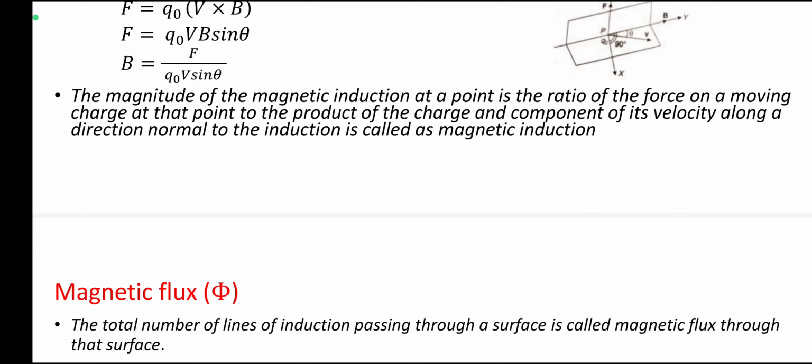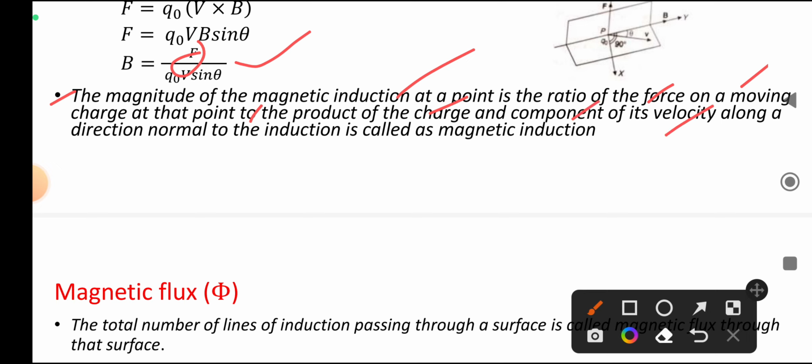The magnitude of magnetic induction at a point is the ratio of the force on a moving charge at that point, where 'to' means the division line, to the product of the charge and a component of its velocity along the direction normal to the induction; this is called magnetic induction. So once again, the magnitude of force divided by the product of test charge and velocity component is the definition. The division line is indicated by the word 'to', so don't forget that.